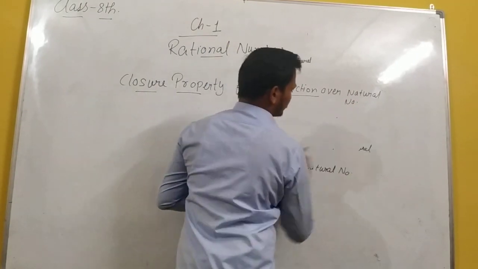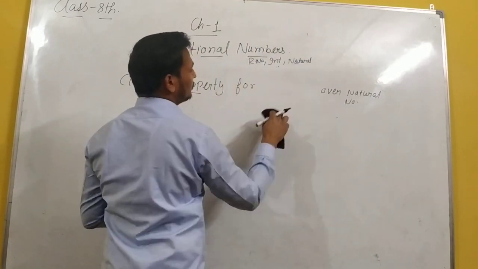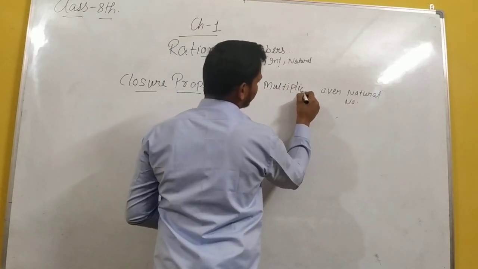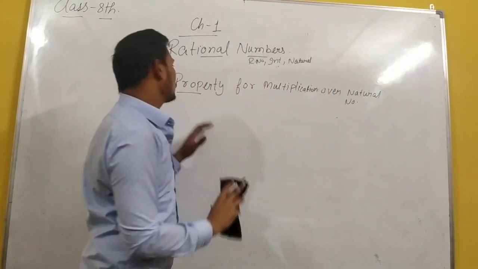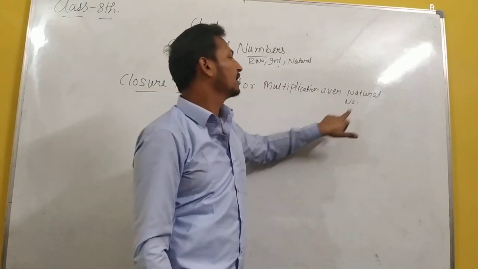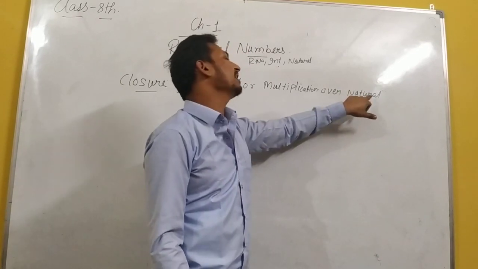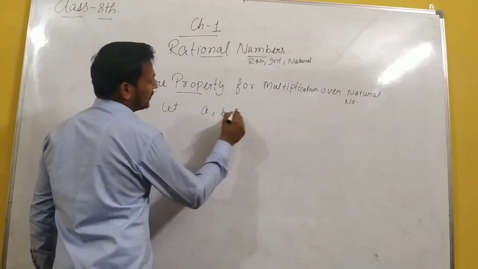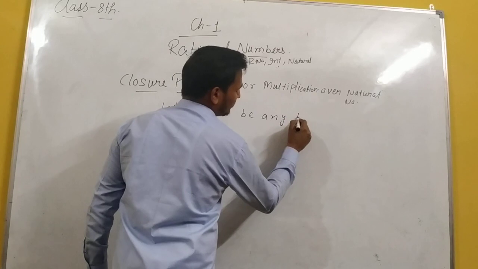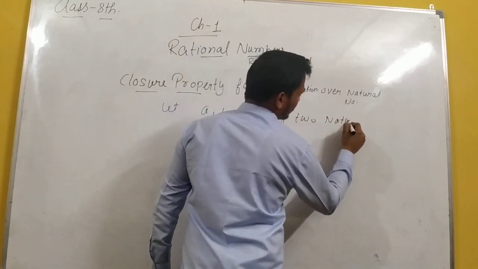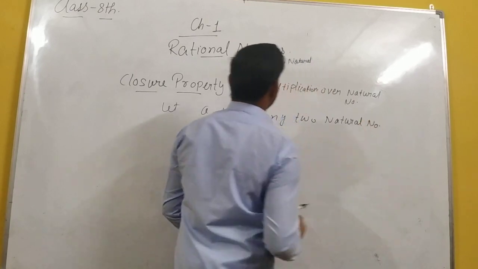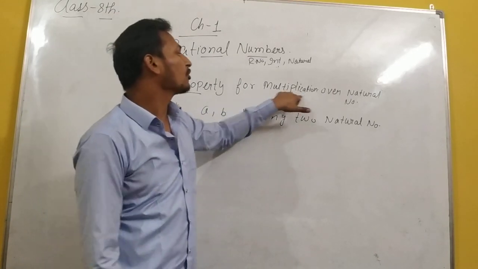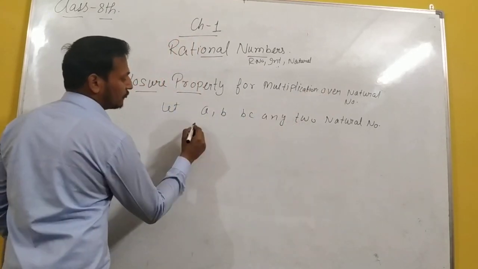Let's talk about closure property for multiplication over natural numbers. How do we start checking closure property? First, we take the set of natural numbers and take any two numbers a and b. Let a and b be any two natural numbers. Second, since we are talking about multiplication, we start checking their multiplication.